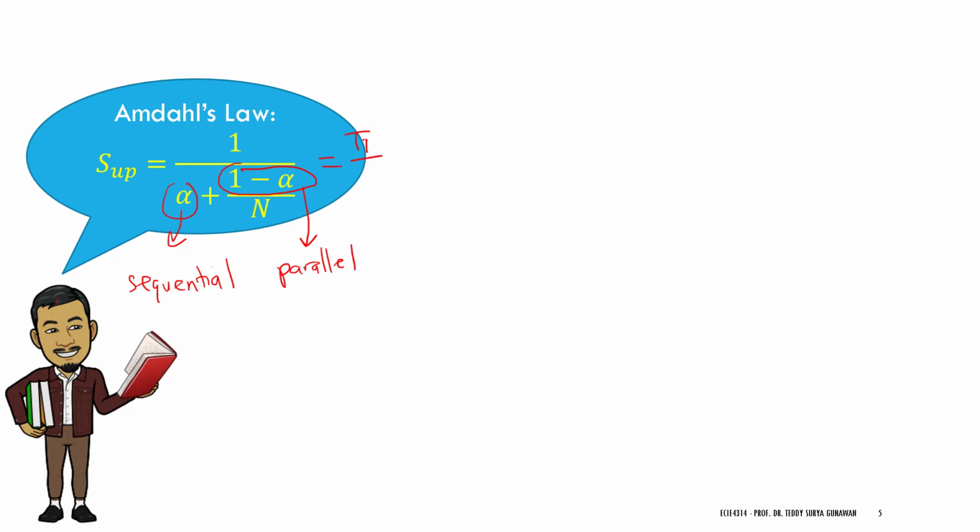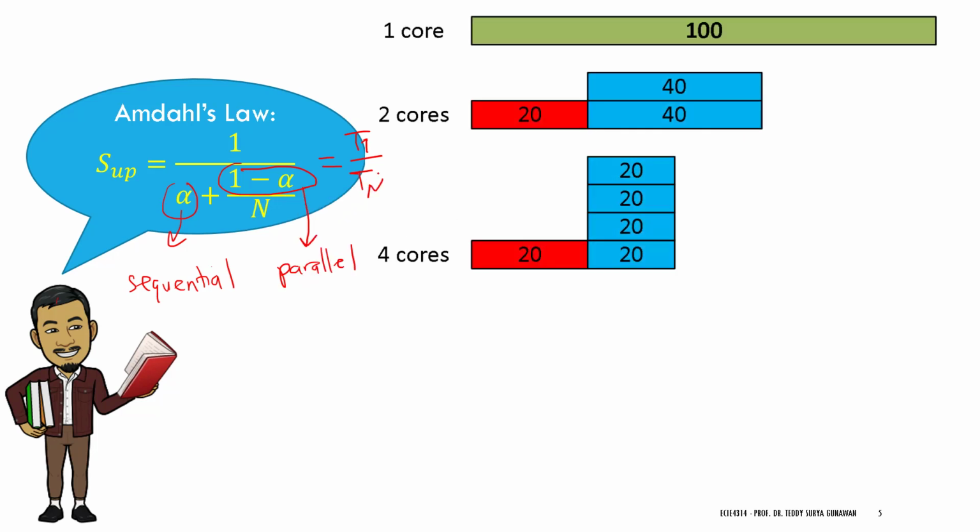So this is the time used for using one core, and this is the time used using n cores, or p cores. Okay, so let's see the example. For example, you have one sequential program running on one core, and it takes, to make it easy, 100 seconds.